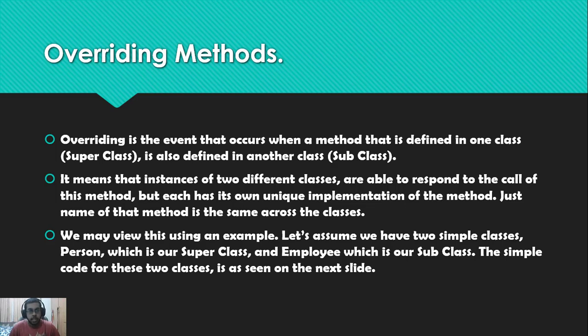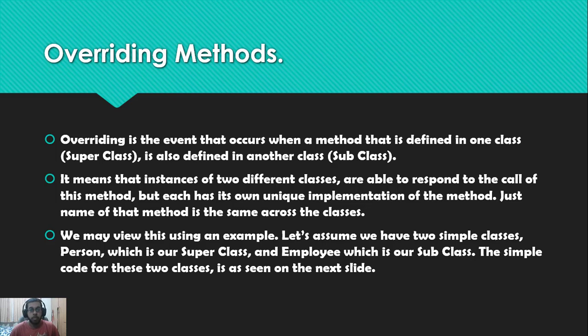Overriding methods. Overriding is the event that occurs when a method that is defined in one class, the superclass, is also defined in another class, the subclass. It means that instances of two different classes are able to respond to the call of this method, but each has its own unique implementation of the method. Just the name of that method is the same across the classes. We may view this using an example.